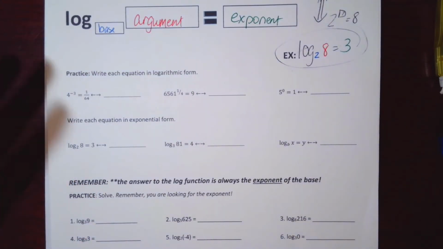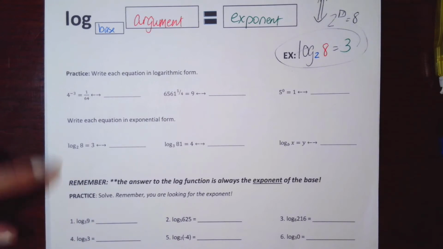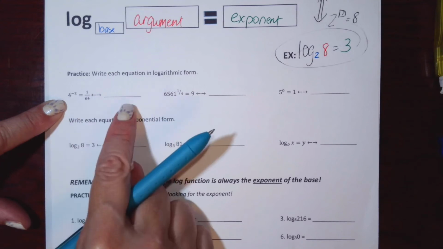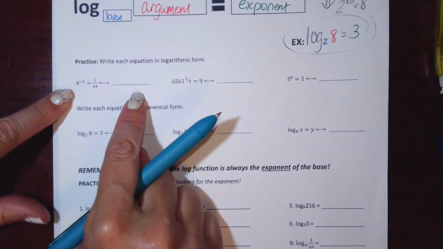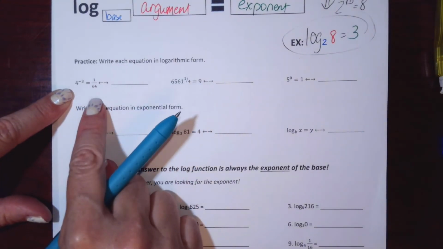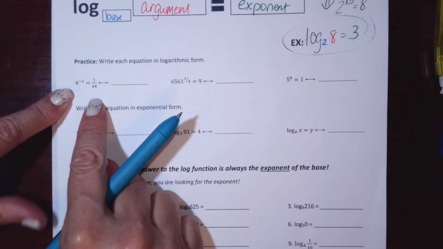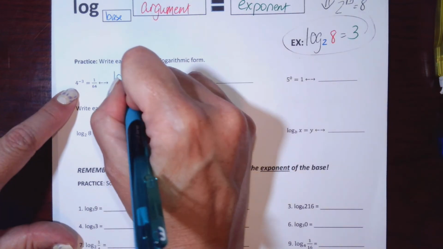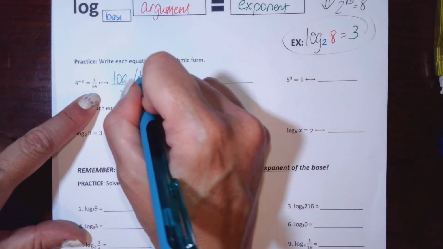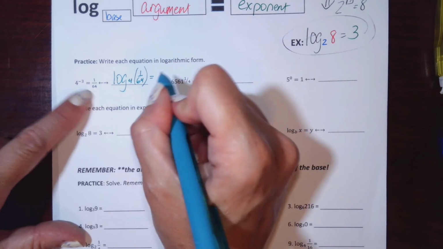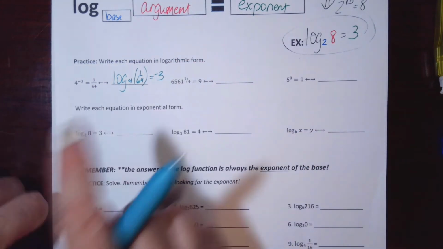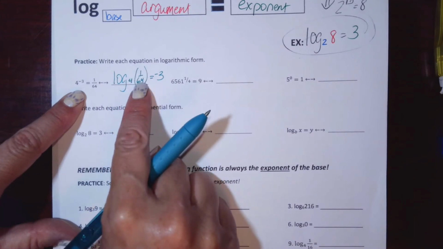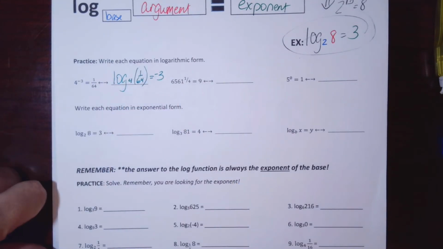Now that's all that some of these ask you to do, is literally to go back and forth. We're going to write our exponential equation in logarithmic form. So my exponential equation here, 4 to the negative 3 is equal to 1/64. That is true. To write it in log form, I put my base as the subscript, the argument next to the base, and that's always going to be equal to the exponent. So these are equivalent ways of saying the same information. Log base 4 of 1/64 is equal to -3.